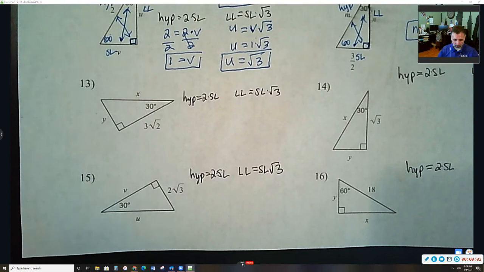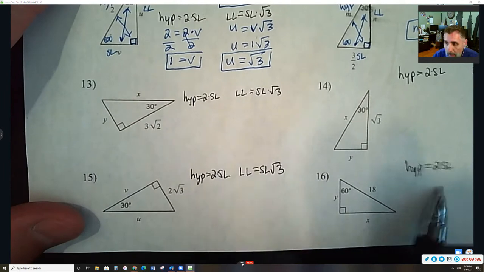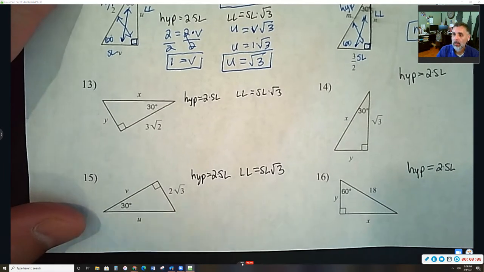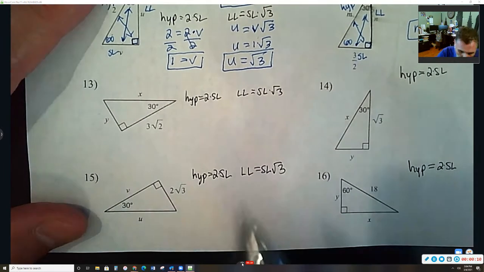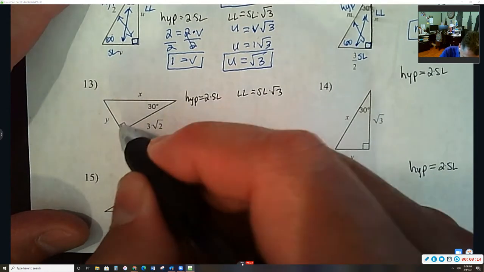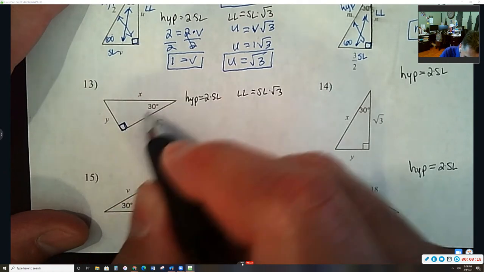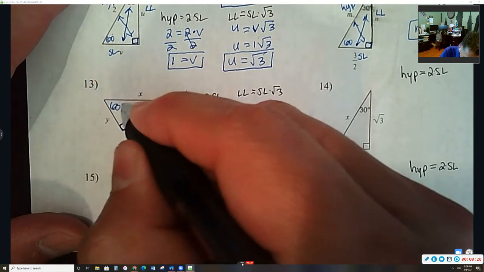Okay, so I took the time to write in all the equations. It's the same two, I just keep writing them. So now let's go ahead and find the hypotenuse and the short leg and the long leg. Remember, that's 90, that's 30. So this one must be 60.